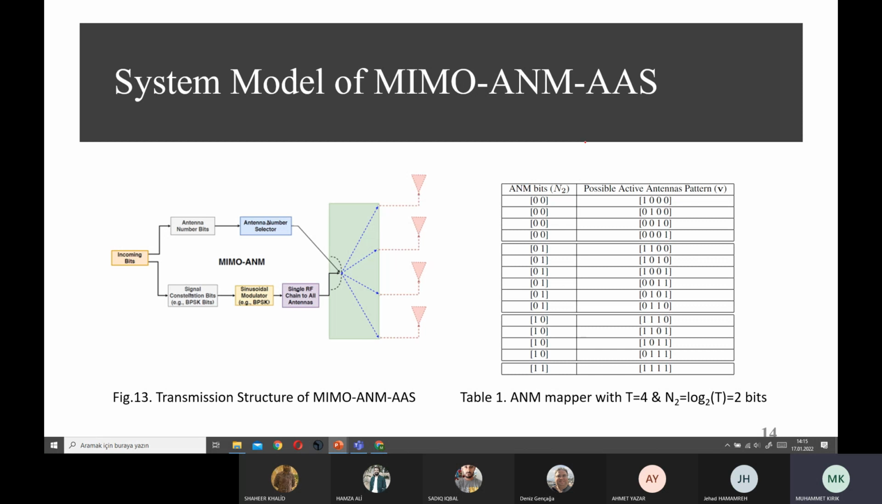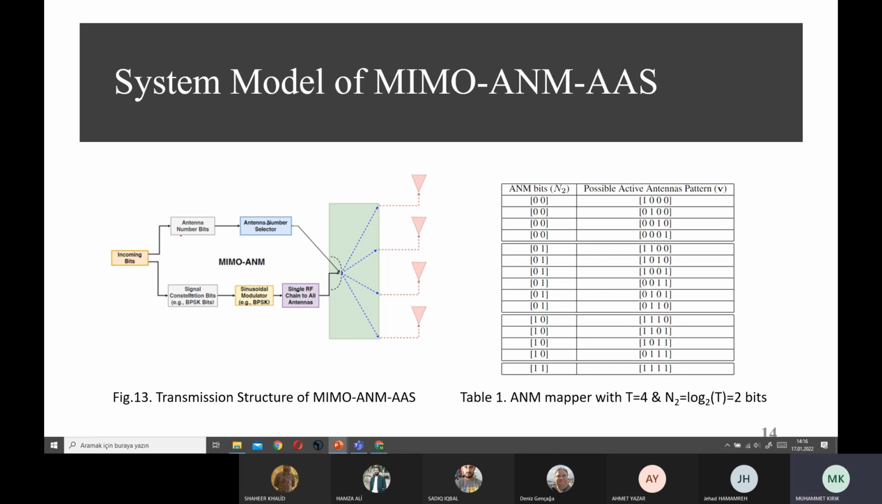So we have the system model here for the antenna number modulation. In the figure 13, you can see that we have an incoming bits group, and we are dividing these incoming bits into two different groups as the antenna number modulation bits and the signal constellation bits. So here we are using the conventional data transmission techniques such as the BPSK, QPSK, QAM, any modulation technique that has been conventionally used in the literature.